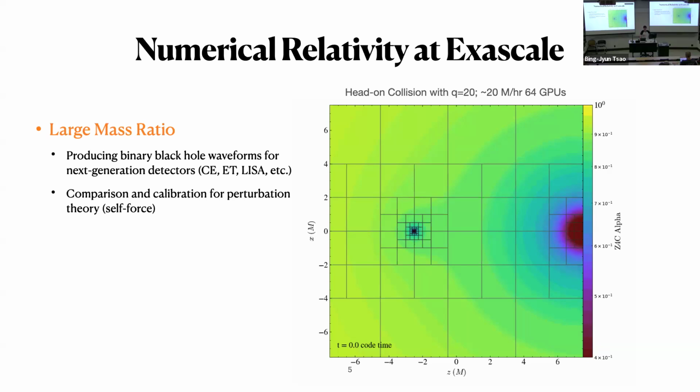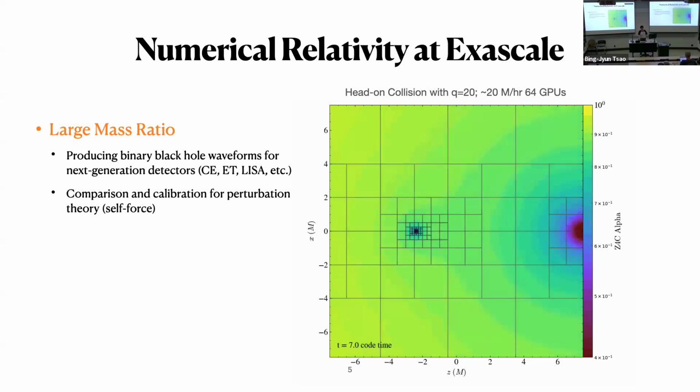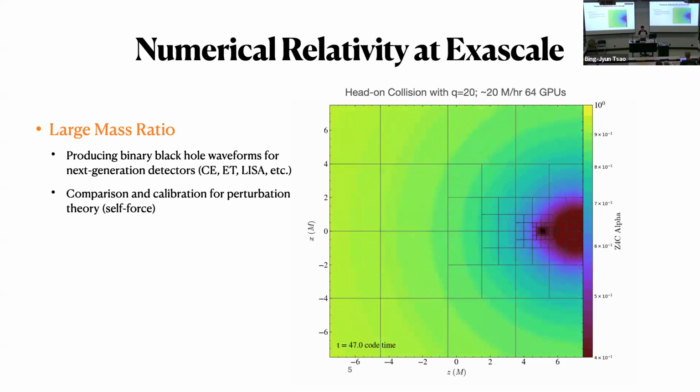And on the right, it's just a proof of concept run I did last year with AthenaK. It's a head-on infall of a 1:20 mass ratio, done on 64 GPUs on the Perlmutter machine with A100 NVIDIA GPUs. And we get roughly 20 M per hour on these 64 GPUs. But with thousands of GPUs, we can, of course, push to much larger mass ratios and have a longer inspiral waveform.